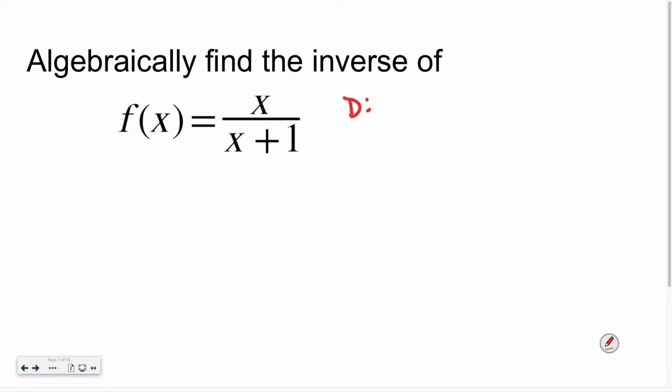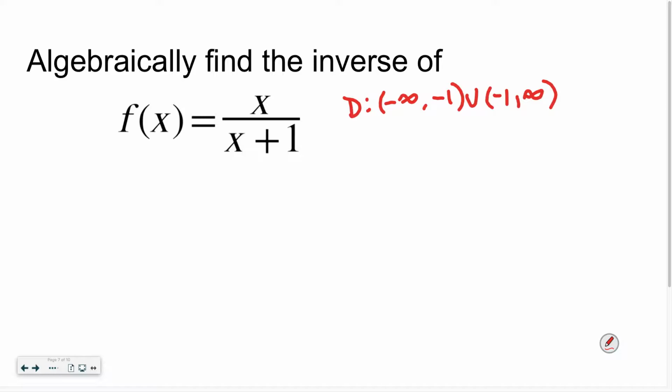All right, Devin, what do you think about that domain? It'd be -1 to infinity and -1 to negative infinity. Okay, and why did you choose -1? Because -1 would make the denominator 0. Okay, -1 makes our denominator 0, so we can't have it in our domain. Excellent, thank you.